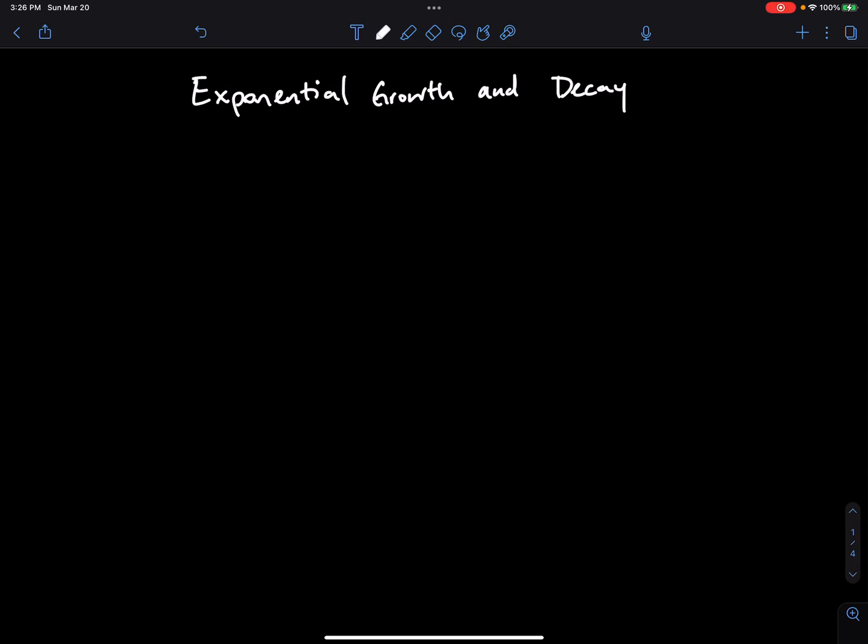Let's go ahead and talk about exponential growth and decay. This is a variation of the exponential function that we talked about before, but now we're going to use that to apply some sort of growth or some sort of decay. And to talk about the formula, this is what the formula looks like. It's f of t is equal to a times 1 plus or minus r raised to the tth power.